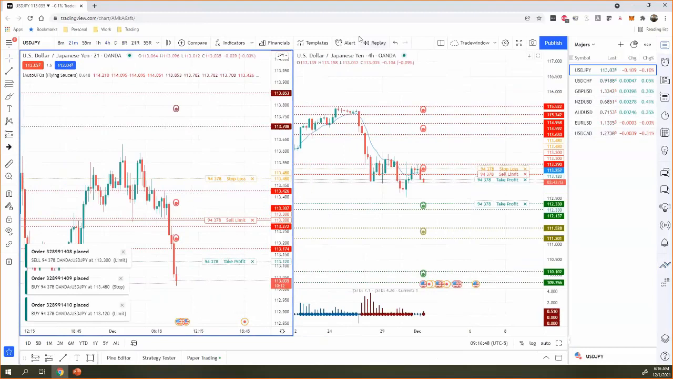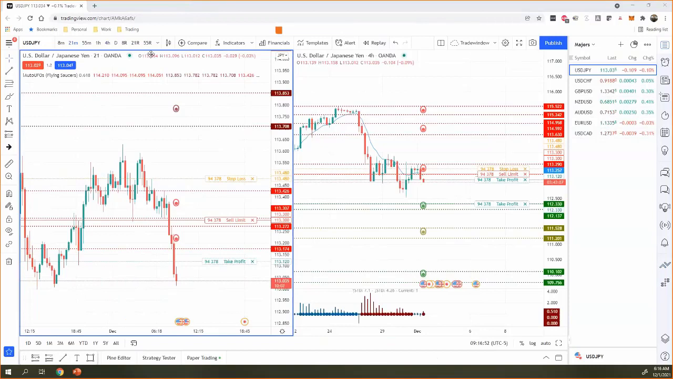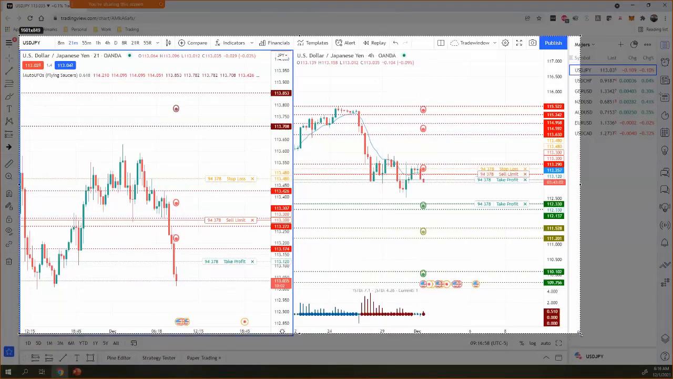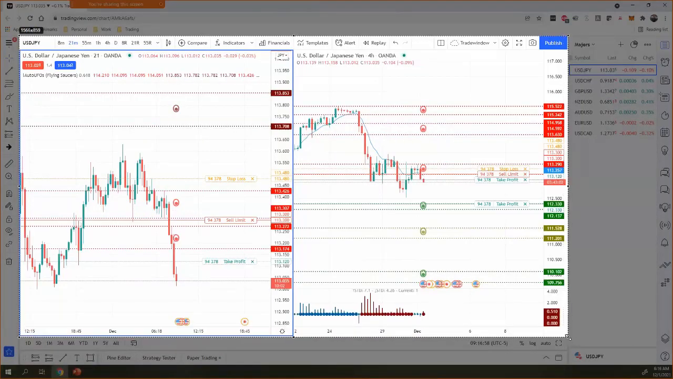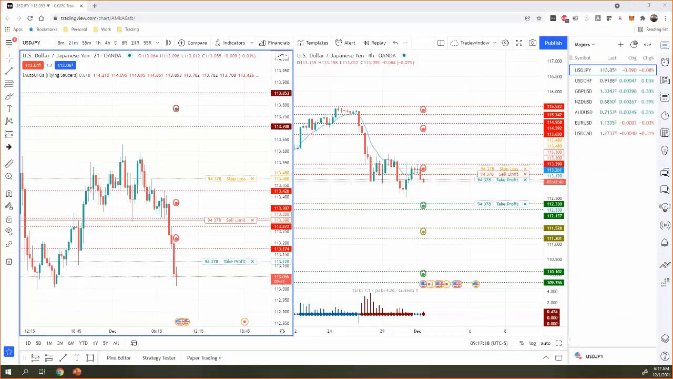Before I forget, I definitely want to take a screenshot of this. One second here. All right, there it is. Let's go ahead and take that screenshot. So today's date, 2021, 12:01. And this is the USD JPY 4-hour setup. Boom. Done. The entire procedure, step by step.